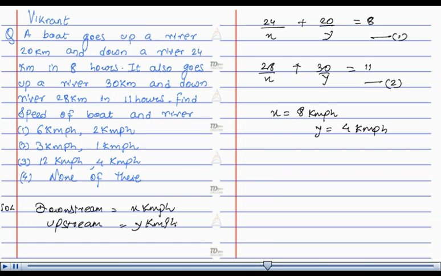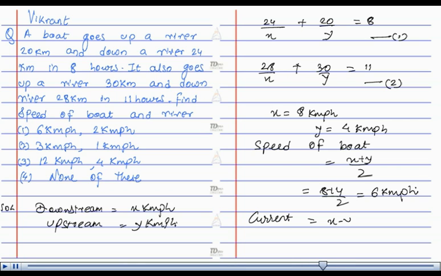So the speed of the boat is (x plus y) by 2, which is equal to (8 plus 4) by 2, that is 6 kilometers per hour. And similarly, the speed of the current is (x minus y) by 2. So these are the two important concepts we will be using, the speed of the boat and the speed of the current. So these two concepts are important for solving this question.